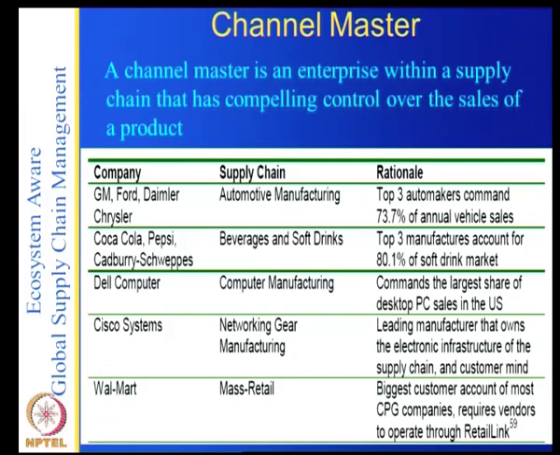Coca-Cola, Pepsi, and Cadbury, in beverages and soft drinks: the top 3 manufacturers hold 80% of the soft drink market. Dell Computers commands the largest share of desktop PCs. Cisco, a leading manufacturer, owns the electronic infrastructure of the supply chain. And Walmart, in mass retail, is the biggest customer account of most CPG companies and requires vendors to operate accordingly. So basically these are channel masters. They get their power from their market size or market share.